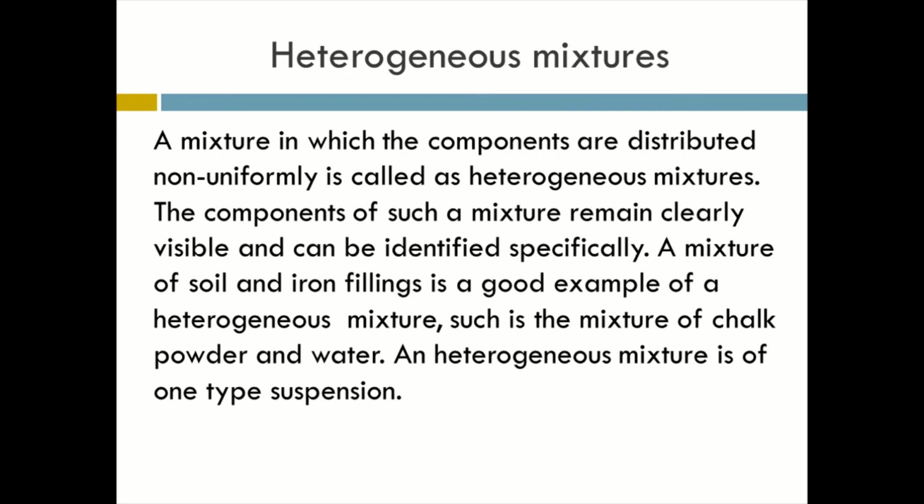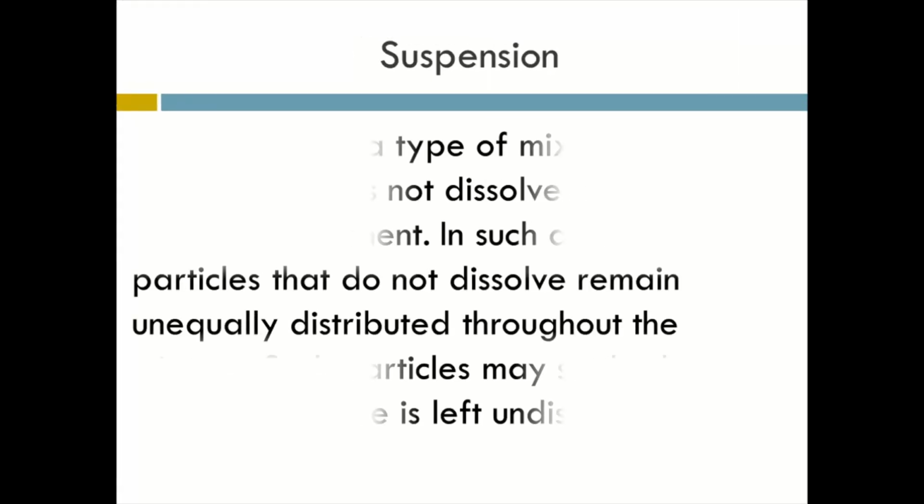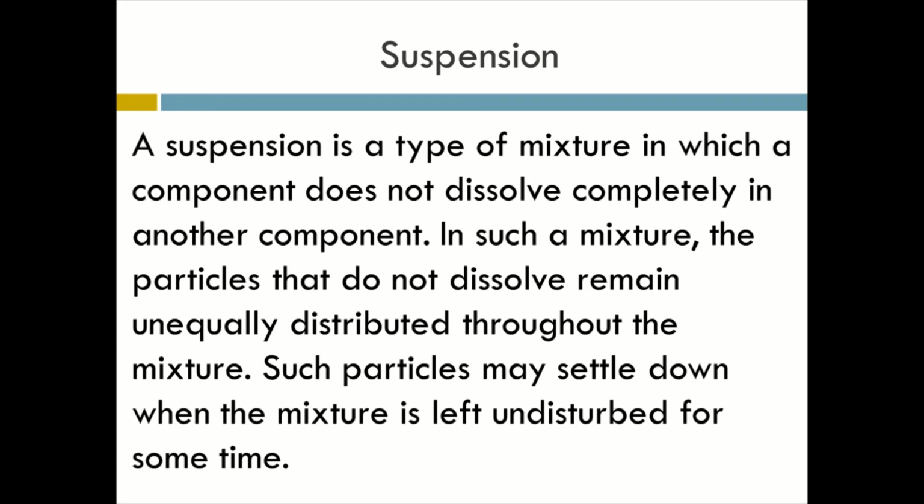A heterogeneous mixture is of one type, suspension. Suspension is a type of mixture in which a component does not dissolve completely in another component. In such a mixture, the particles that do not dissolve remain unequally distributed throughout the mixture. Such particles may settle down when the mixture is left undisturbed for some time.